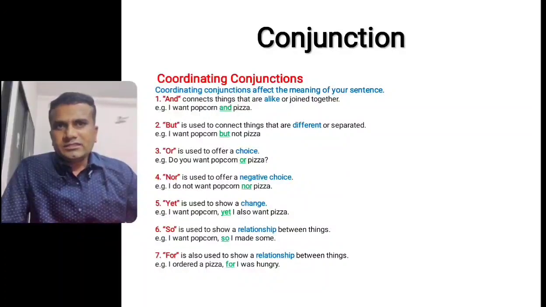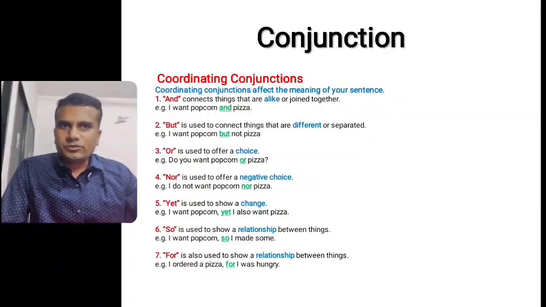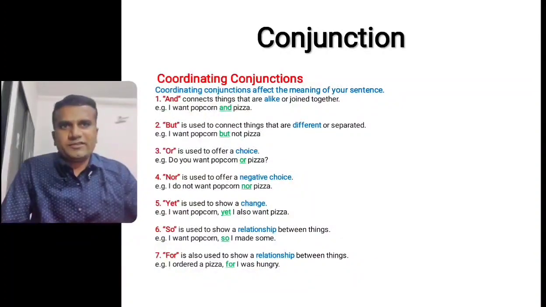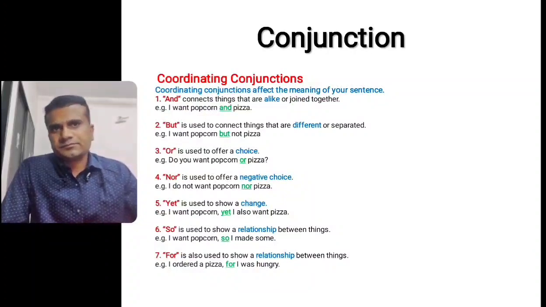The next coordinating conjunction is "nor". "Nor" is used to offer a negative choice. For example, I do not want popcorn nor pizza. In the sentence, you will find that there is a negative choice.